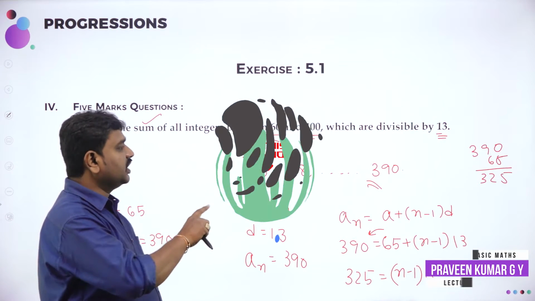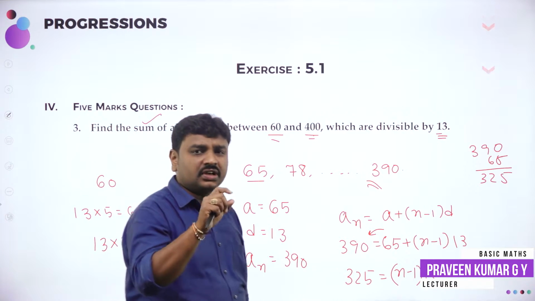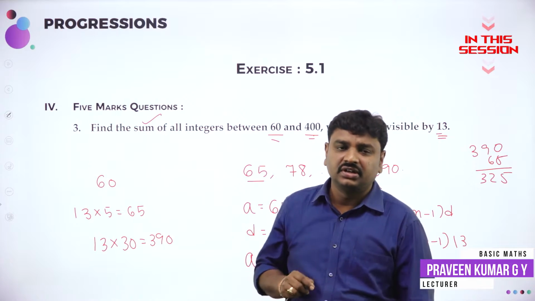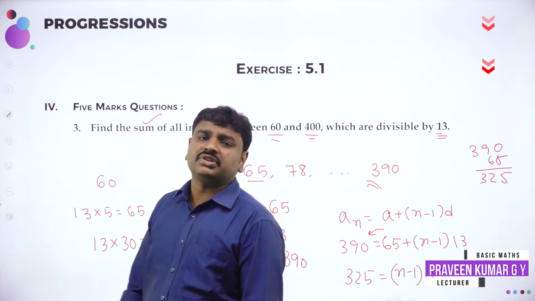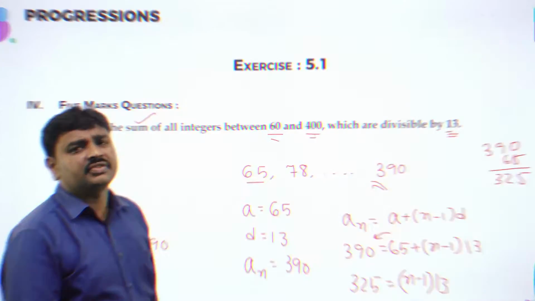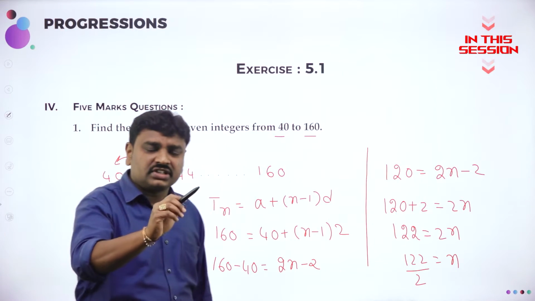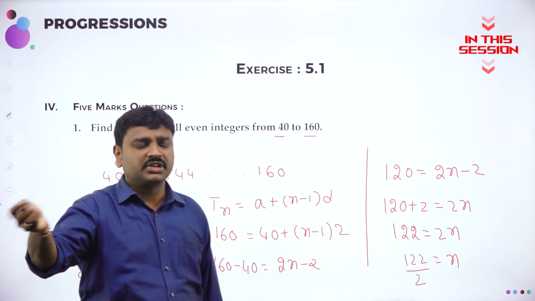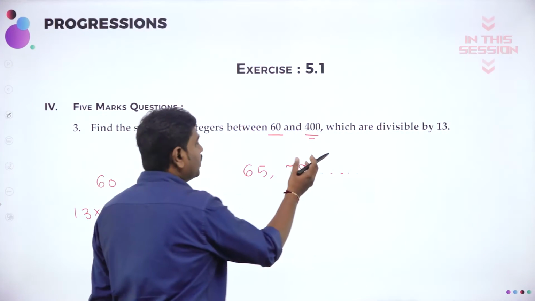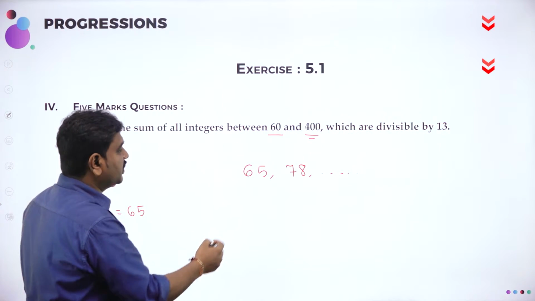General term. These are all in AP. If a number is divisible by 13, all the numbers will have common difference 13. If it is divisible by 7, all the numbers will have common difference 7. Same logic here. They are even integers. Even integers are in arithmetic progression because they have a common difference of 2. A number which is less than 400 divisible by 13, you should see.